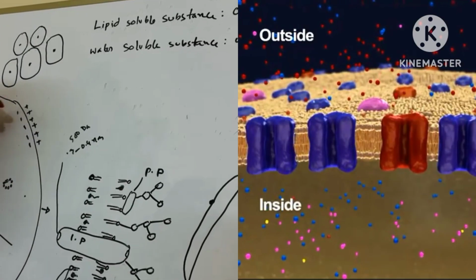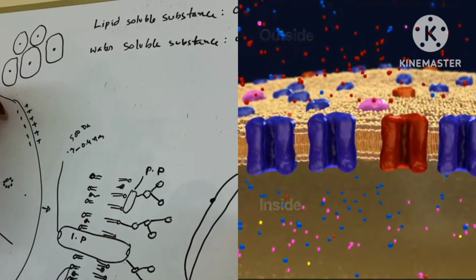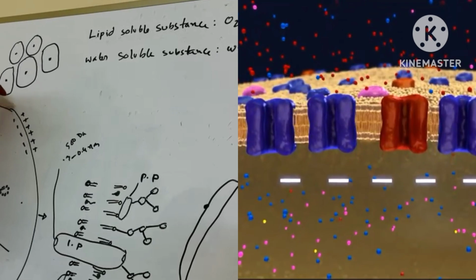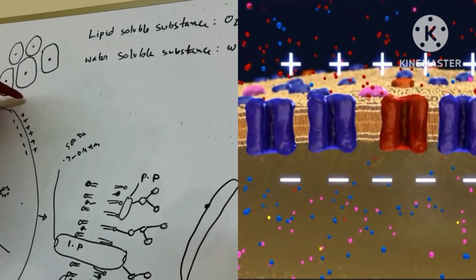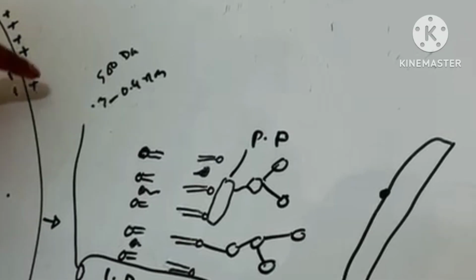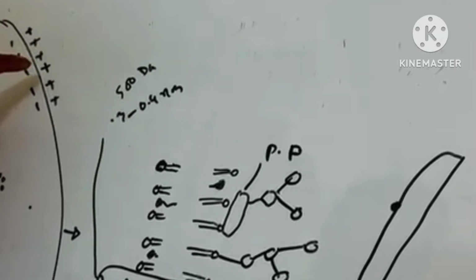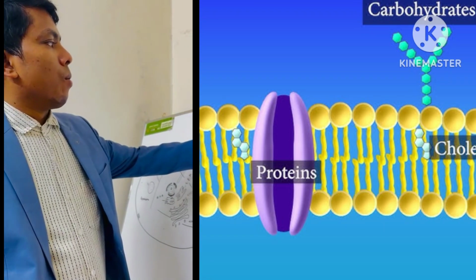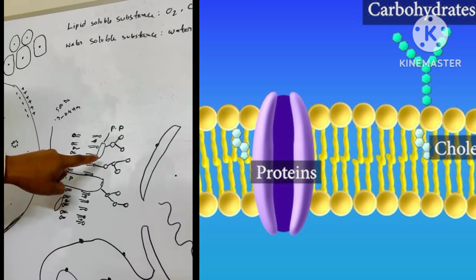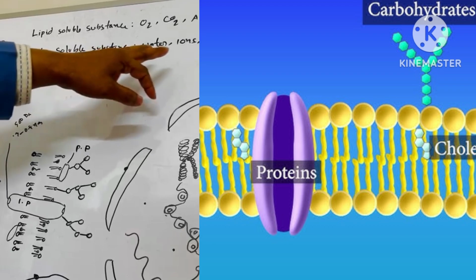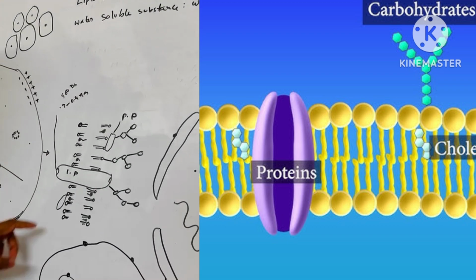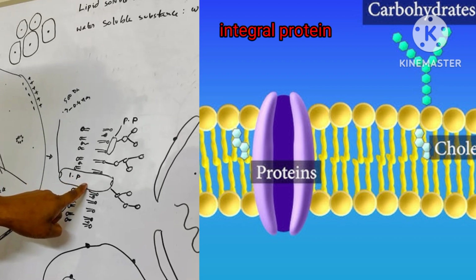For these reasons, there are different electrical charges inside and outside of the cell membrane. Usually, positive charges are more on the outside and negative charges are more inside the membrane. This is responsible for resting membrane potential. As water soluble substances cannot pass the lipid bilayer by simple diffusion, for passing of these molecules there are several mechanisms and this acts through this integral protein.